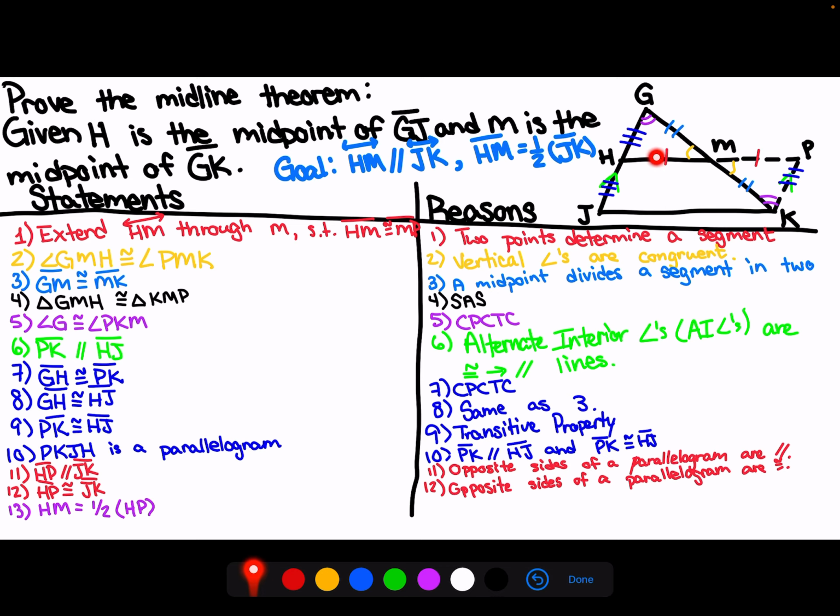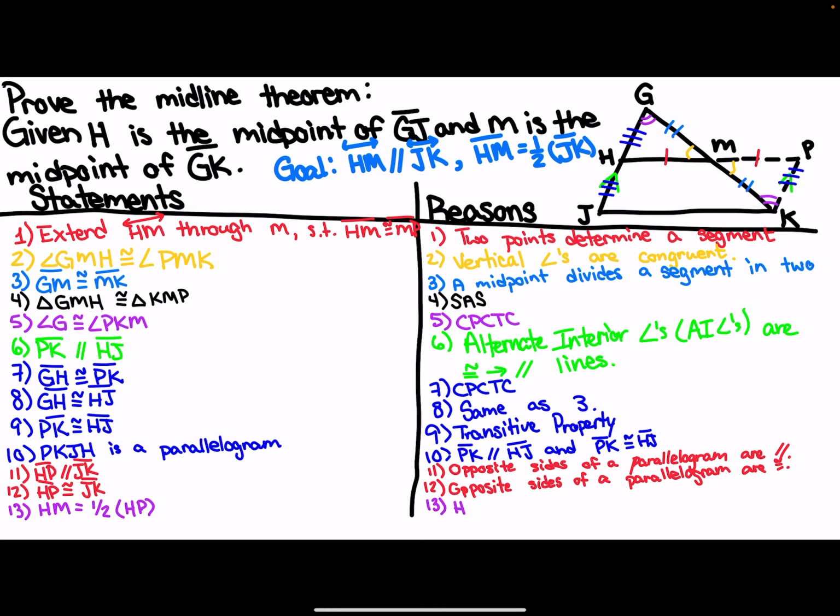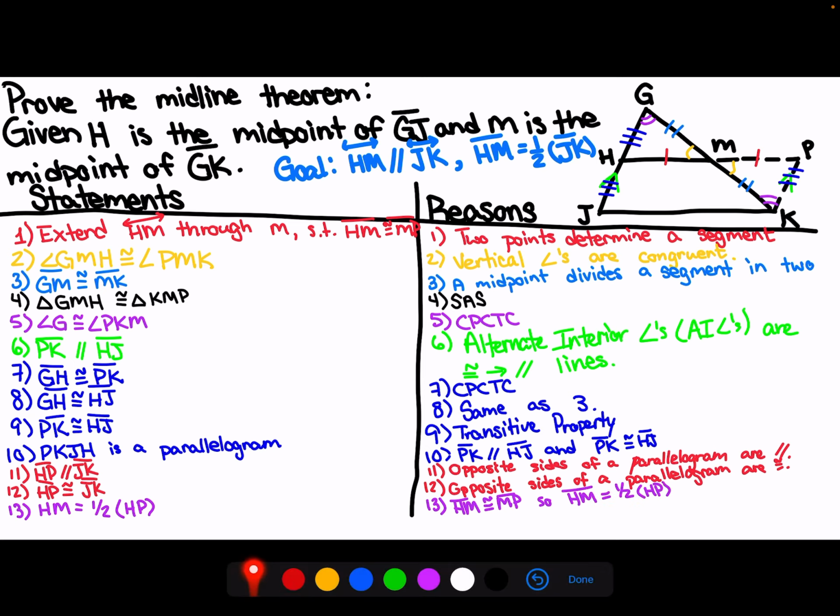Because again, HM is 1/2 of HP because M is the midpoint there. And that also goes back to what we started with. Now from here, I know that HP is congruent to JK. So if that's the case, I should be able to say that HM is equal to 1/2 of JK.